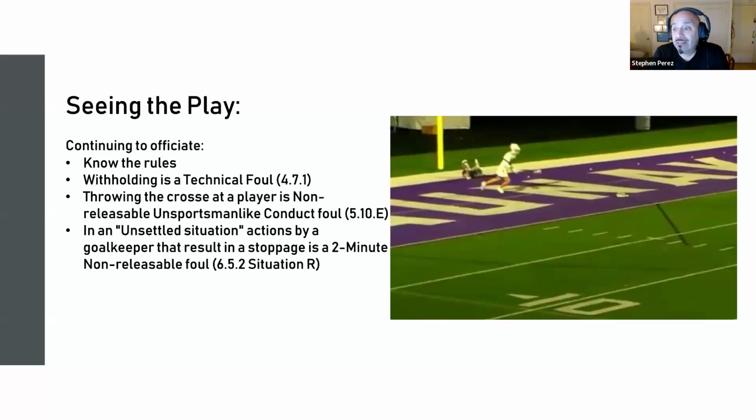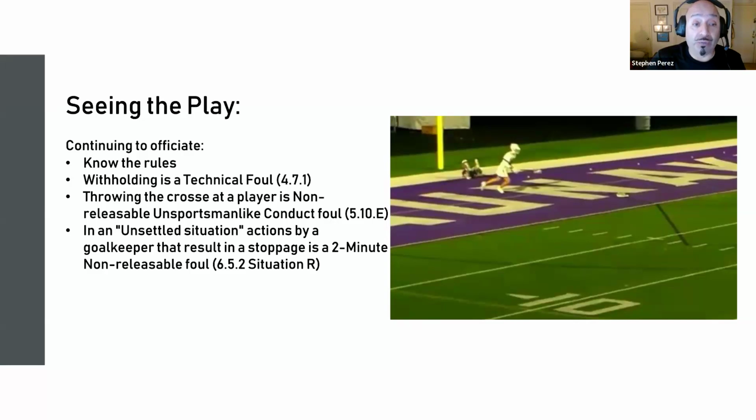Now, continuing to officiate, we've got to know the rules. So in conversations with other officials, there's a couple of different things that we could have had.